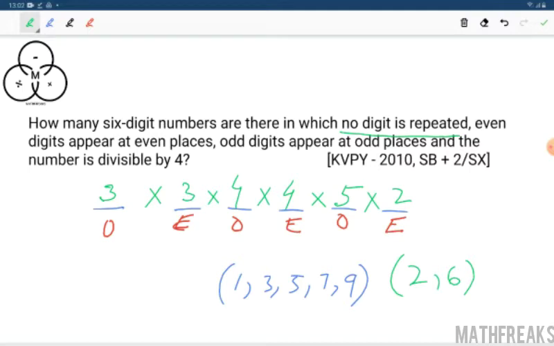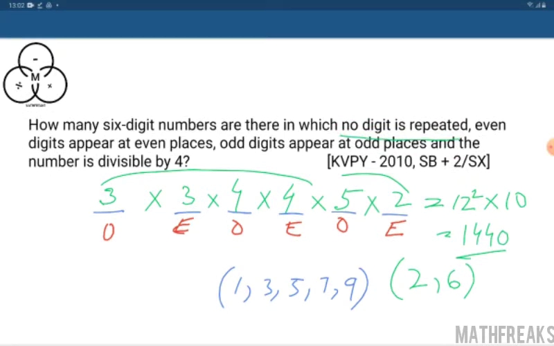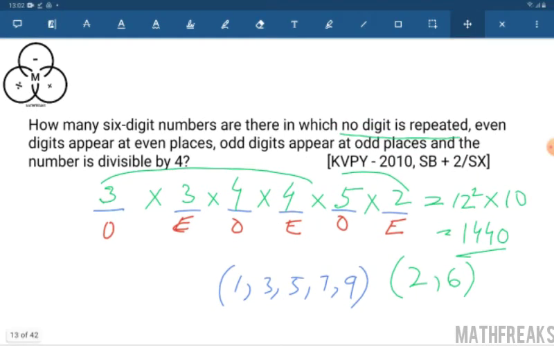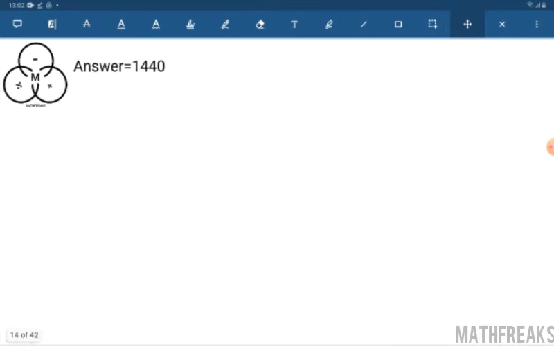So what we can interestingly see is that this is nothing else but 12 square into 10. This is 10, this is 12 square. So the calculation is also easy. 12 square into 10, the answer will be 1440. Very simple. Let us move forward. Yes, the answer is 1440.